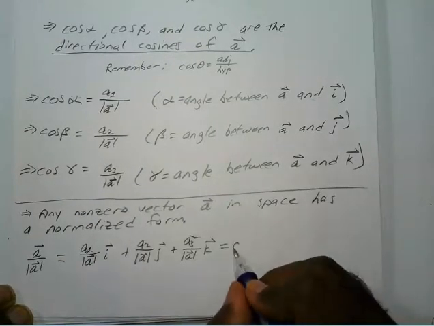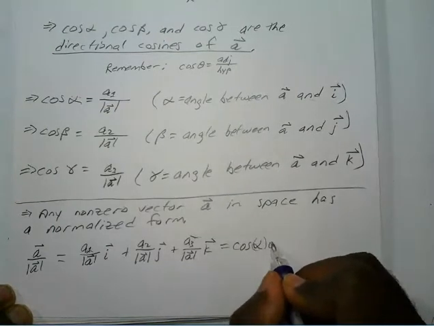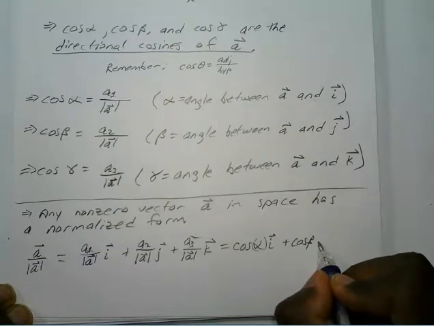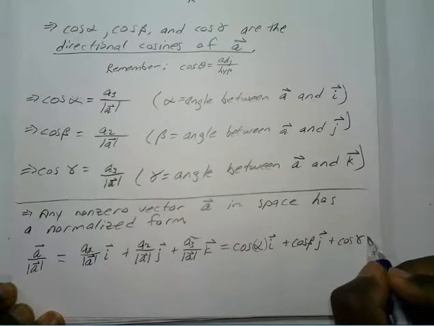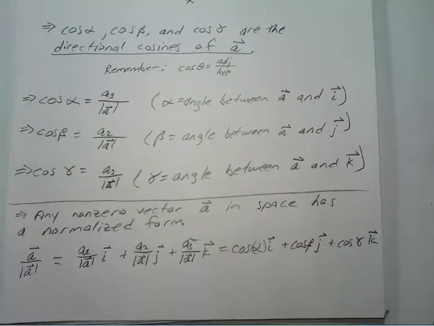Okay, so we have cosine of alpha times the I vector plus cosine of beta times the J vector plus cosine of gamma times the K vector. Okay, so that's our normalized form.